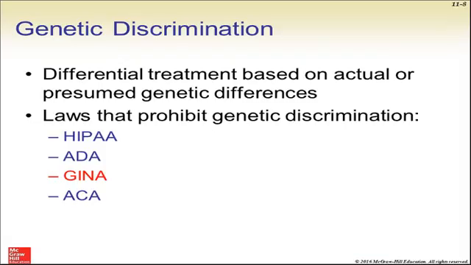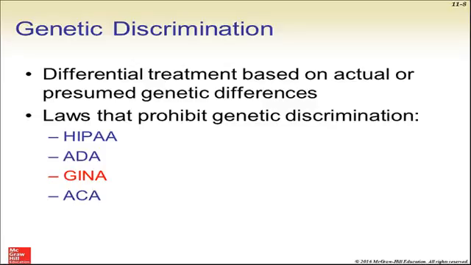Genetic discrimination. So obviously with all this genetic information out there, we can now understand the different genes that are within the body. We can test for certain things. Obviously, once we have this information, it can be used for good or bad. And it developed into where the government was worried that there would be some sort of discrimination. So what that means is differential treatment based on actual or presumed genetic differences. So we want to safeguard people against that.